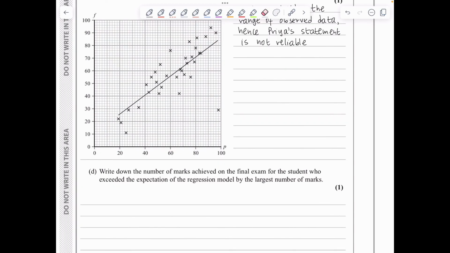reliable. In part D, we need to write down the number of marks achieved on the final exam for the student who exceeded the expectation of the regression model by the largest number of marks. So the straight line here is predicting, given P, what we expect to get for F, and we want someone who is significantly above the straight line. Obviously, this is the point circled here in red, and it's the person who scored 76 on their final exam.